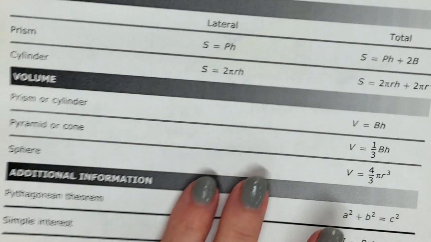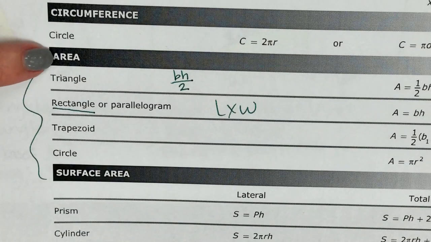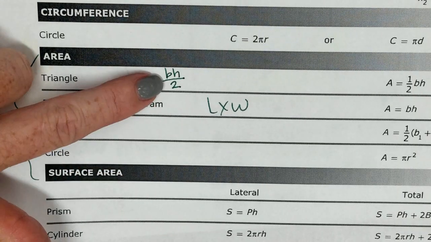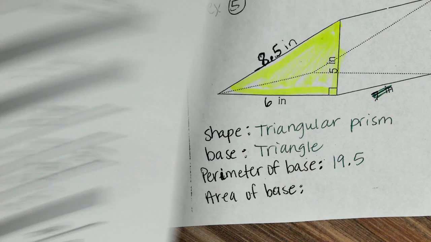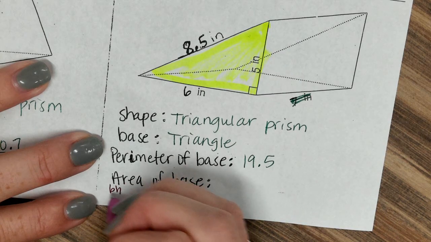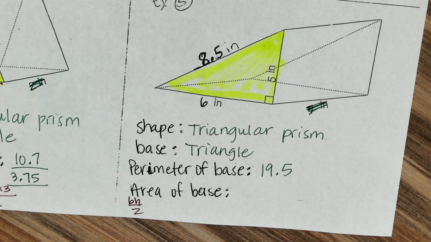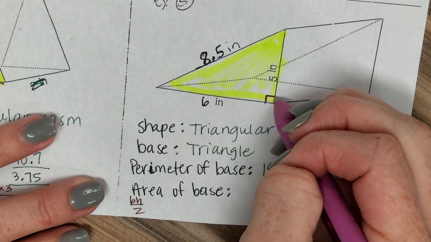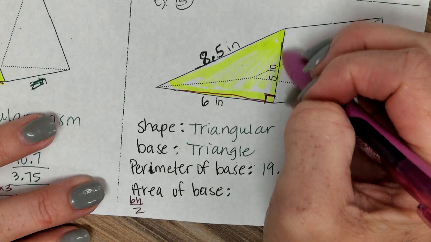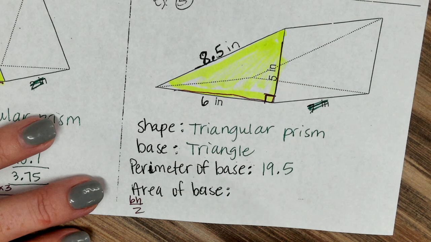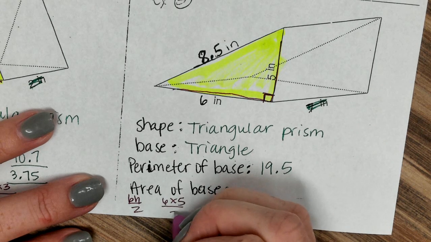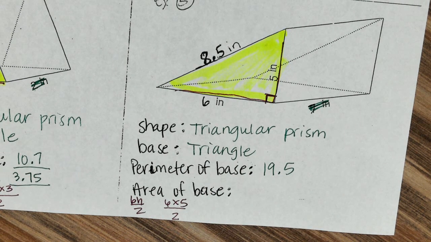Your star chart. So you go to area, right here, of a triangle, and what did we write? Base times height divided by 2. How do I know the two numbers to put into that formula? Find the right angle. What two numbers were making up that right angle? 5 and 6. So I'm going to do 6 times 5 divided by 2. It doesn't matter what order you do it in. 6 times 5 is 30. And what's half of 30? 15.